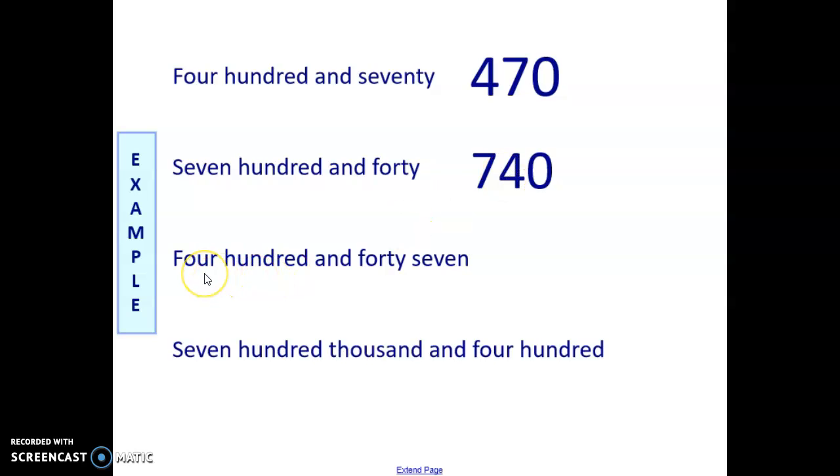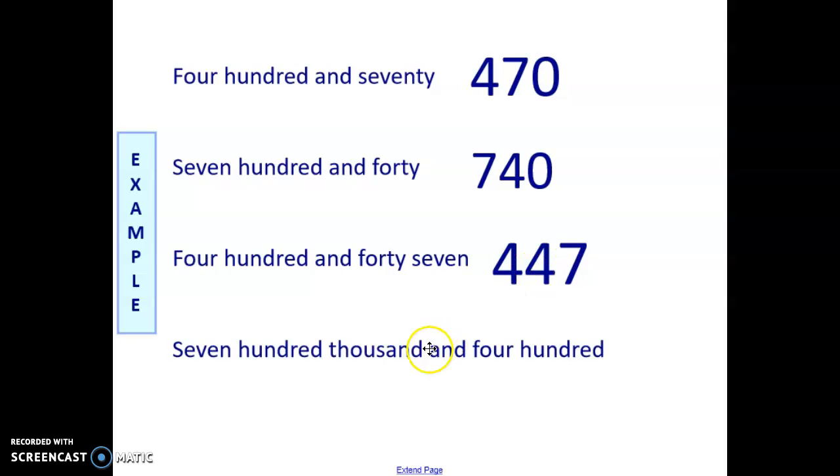Example number 3 is slightly different. This one says four hundred and forty-seven. For this one I have a number in the hundreds column, the tens and the units. So I have a 4 in the hundreds column, a 4 in the tens column and a 7 in the units column. 447.